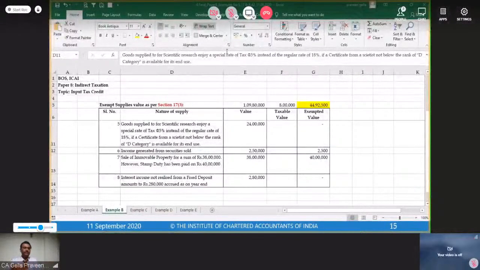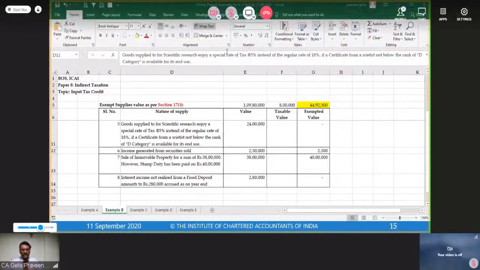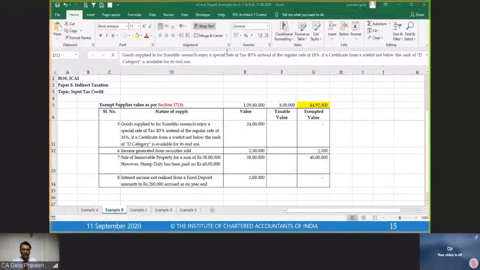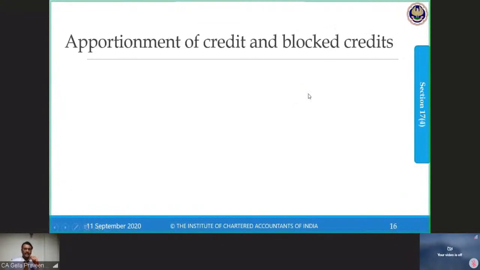For example number B, the answer is 44,92,500. Now, I haven't seen any of the answers from any of you. I presume that you have been working on the problems, and whatever concepts we have discussed till now is clear to go ahead. I'll continue further on 17.